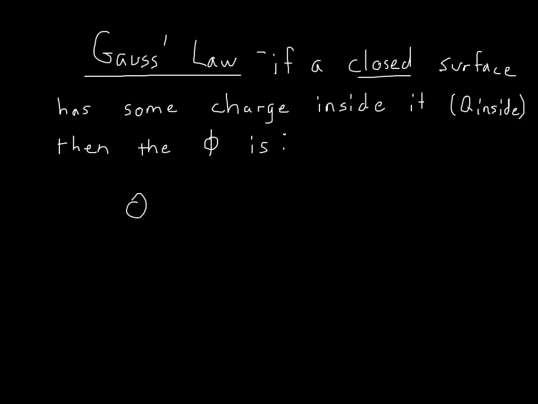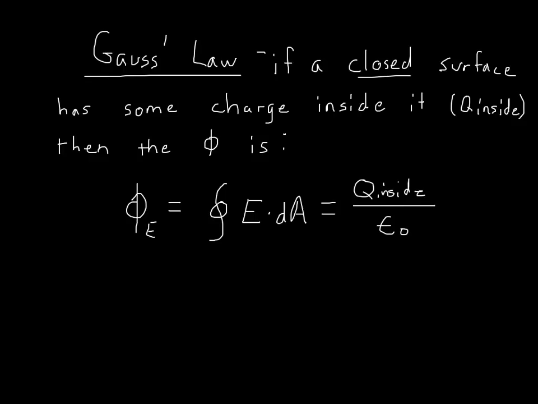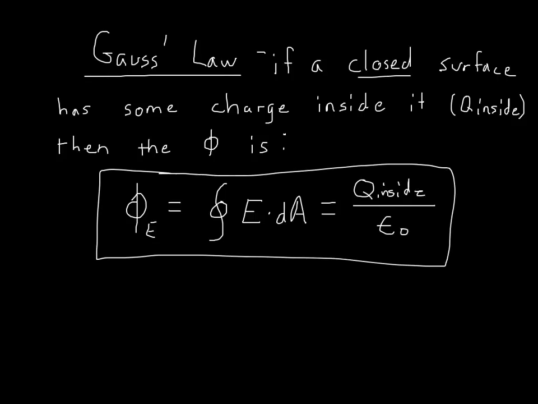The electric flux for a closed surface, we already know, is equal to the integral across that closed surface. Remember, that little circle means our surface is closed, of the electric field times the area of that surface. And Gauss's law tells us that this is equal to the charge inside of that surface, the charge that's enclosed, divided by epsilon naught. So this right here is Gauss's law. The electric flux, the closed surface integral of E dot dA, is equal to charge inside divided by epsilon naught. And it works if you have a closed surface and a whole lot of symmetry.